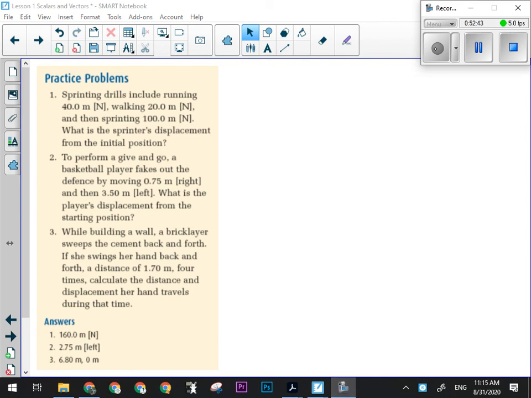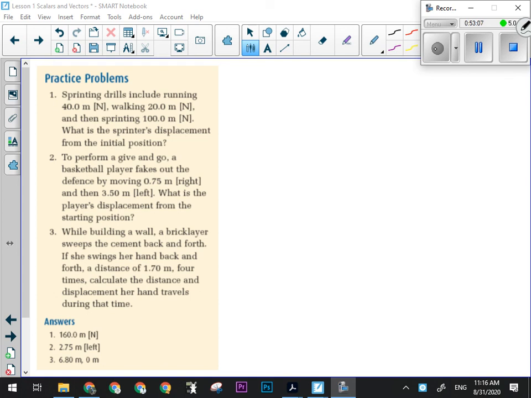So for number one here, we've got 40 meters north, 20 meters north, 100 meters north. What do we do with those three numbers? We just add them up. They're all the same direction. So the displacement of that sprinter is going to be 160 meters north. Simple as that.